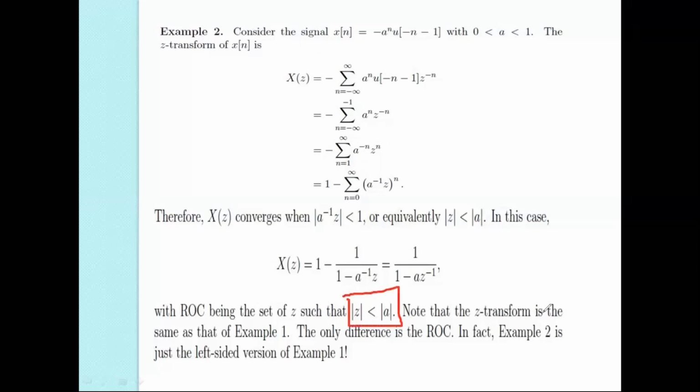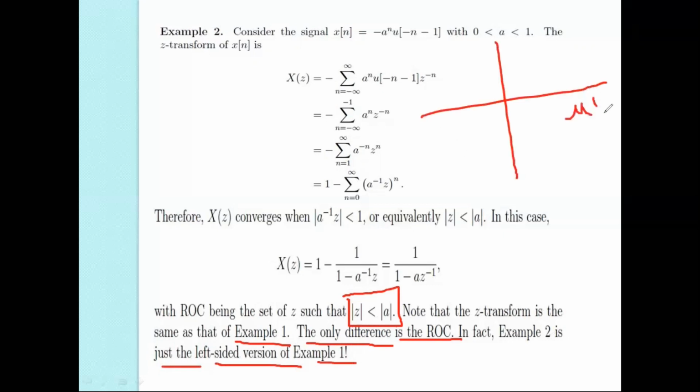Note that the Z transform is the same as that of example 1. The only difference is the ROC. In fact, example 2 is just a left-sided version of example 1. Right-sided means u of n. Left-sided means u of minus n minus 1.